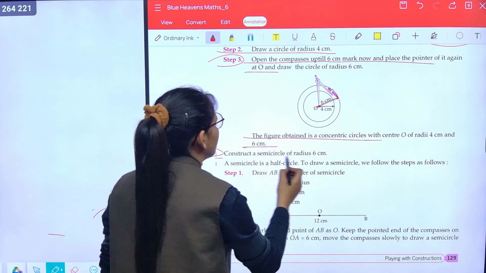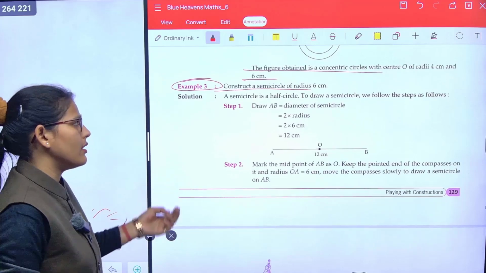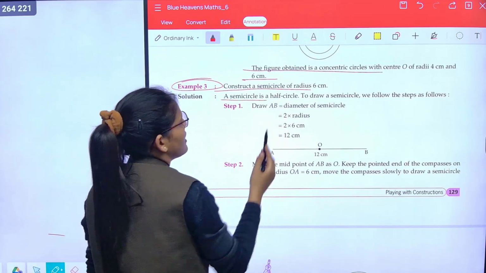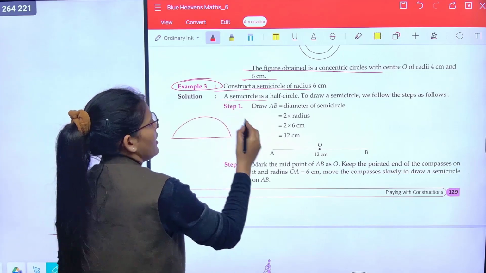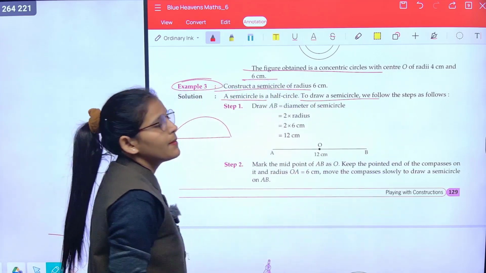Example number 3, construct a semicircle of radius 6 cm. Now class, a semicircle is a half circle. क्या होता है class? वो half circle होता है. Now to draw a semicircle, we follow the steps as follows.